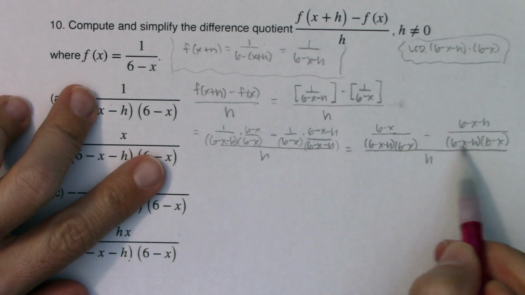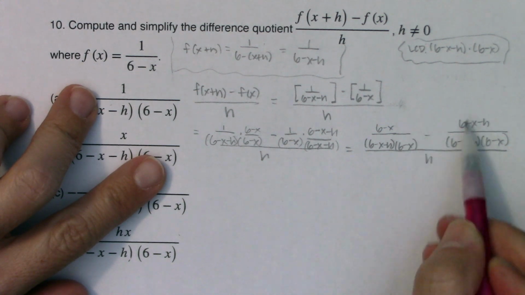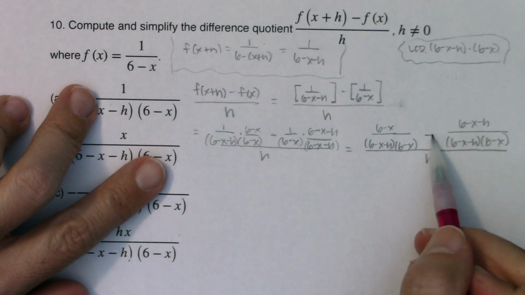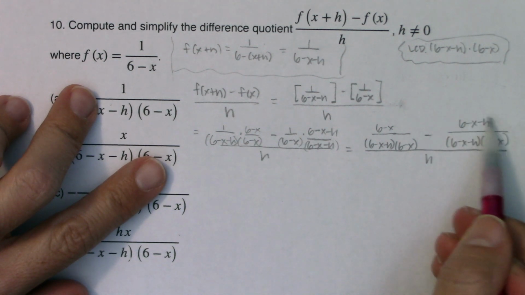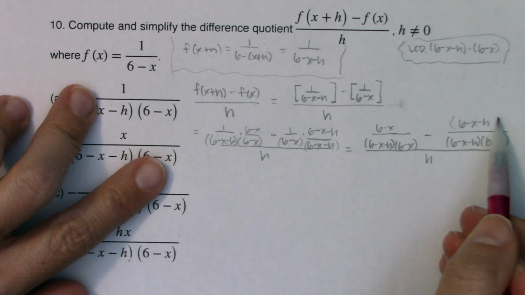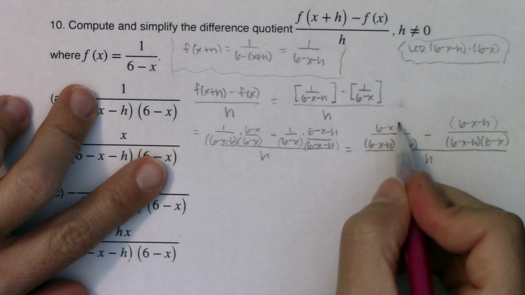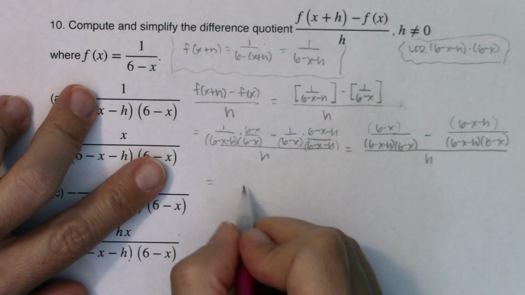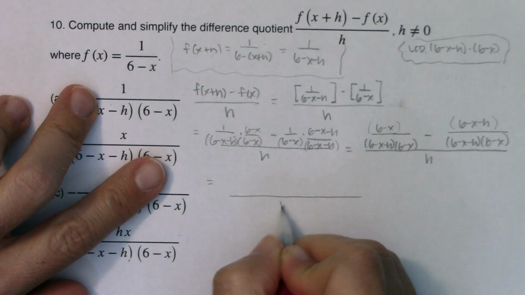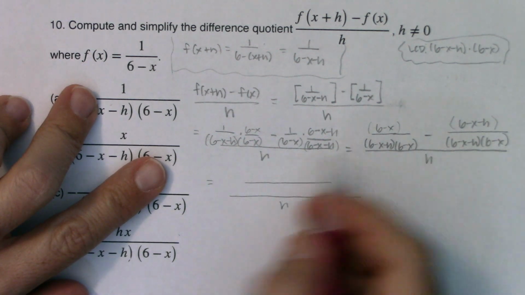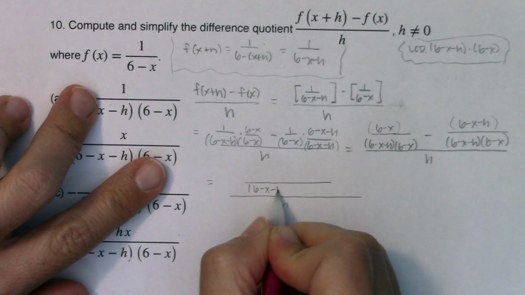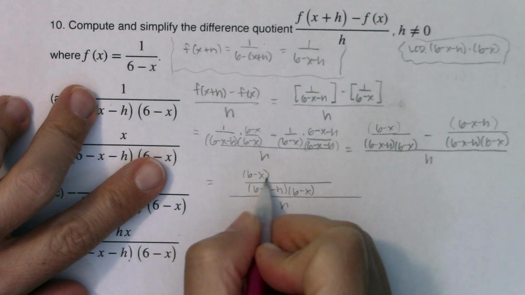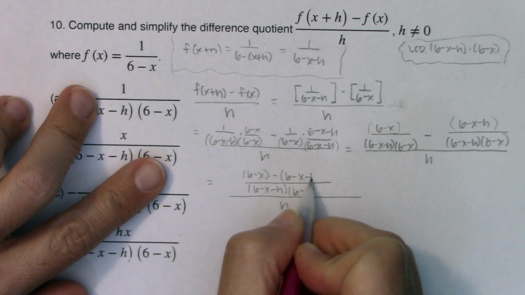Now, because these are common denominators, I can just subtract the numerators. The thing we've got to be careful about is this subtraction symbol. I've got to subtract this whole trinomial, and I'm going to need to protect that with parentheses, right? So here we go. I'm going to combine numerators. Here's my fraction bar. We've got the h. I'm going to combine these two fractions with the common denominator, 6 minus x minus h, 6 minus x. All right, so we've got up here 6 minus x minus the quantity 6 minus x minus h.